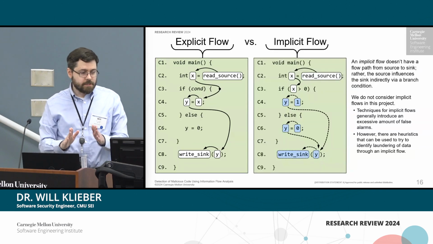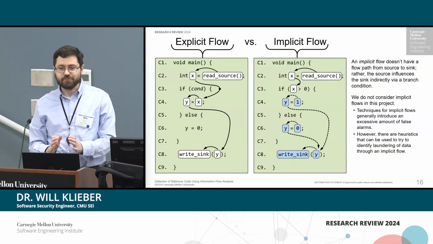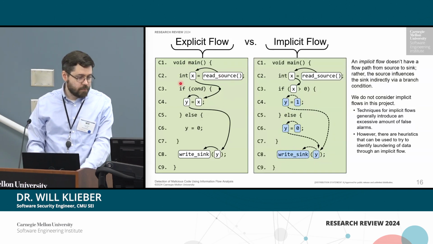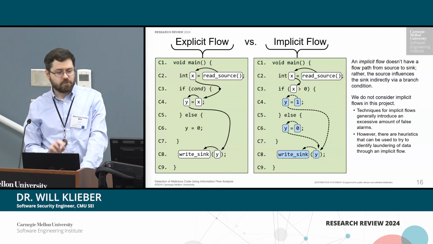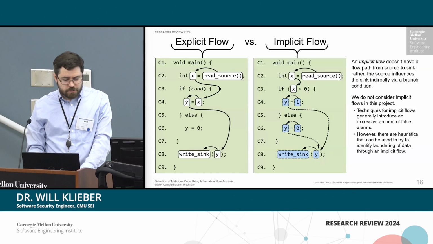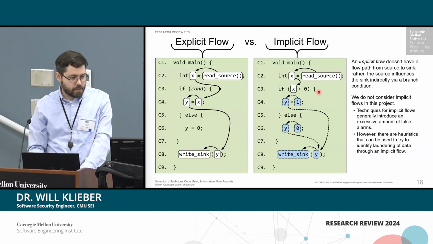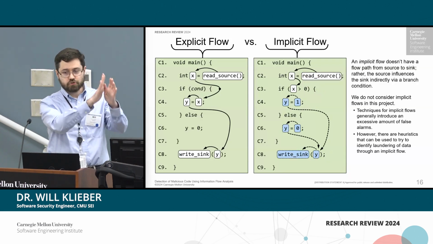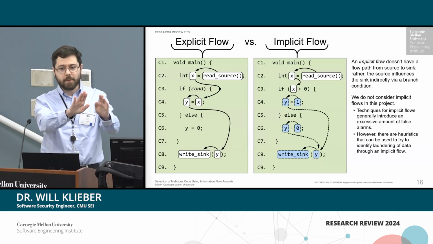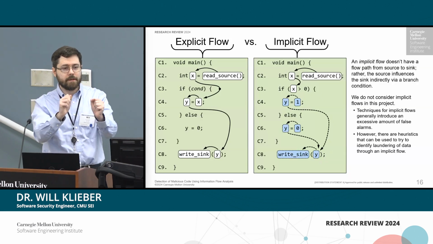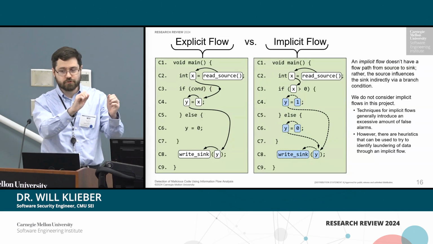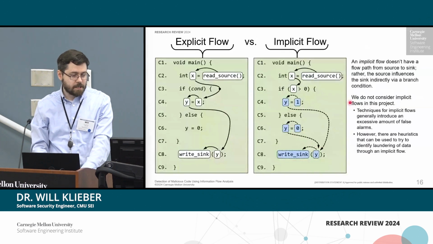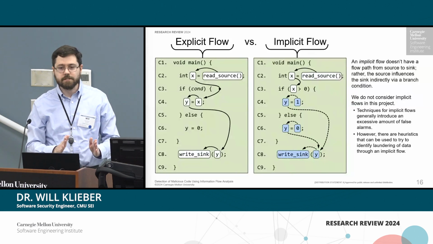Now, there's a distinction to be made between an explicit flow and an implicit flow. With an explicit flow, there is a direct flow of information from the source to the sink. Another type of flow is an implicit flow. With an implicit flow, you do not have a direct flow. Instead, it would be something like this. You read data from a source, and then you have a control flow branch based on that data. For example, you might read a bit of data from the source, and then depending on whether that bit is true or false, you can either write a 1 or a 0 to your sink. That is an example of an implicit flow, and our tool does not deal with implicit flows.